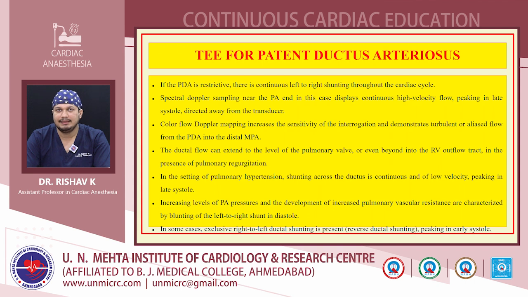However, the ductal flow can extend up to the level of the pulmonary valve or even beyond into the RV outflow tract in the presence of pulmonary regurgitation. In the setting of pulmonary hypertension, shunting across the ductus is continuous and of low velocity, unlike in the case of a restrictive PDA where it is high velocity flow peaking in late systole. Increasing levels of PA pressures and the development of increased pulmonary vascular resistance are characterized by blunting of the left to right shunt in diastole, so it will become bidirectional shunting. And in some cases, we can even find exclusive right to left ductal shunting, which peaks in early systole.